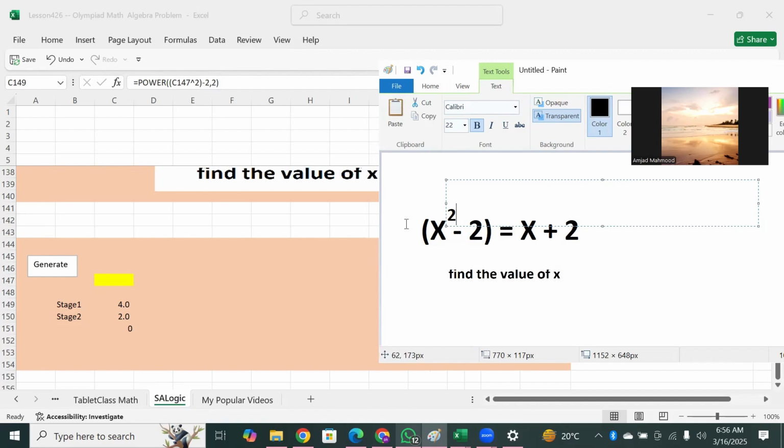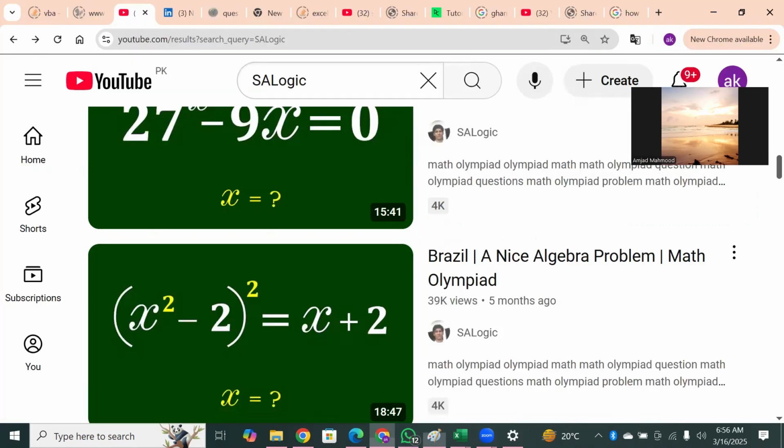Okay, so this is our equation: x squared minus 2 equal to x plus 2, as it is appearing in S logic. I encourage all of you to please go through this video. Very interesting for the students. They should know how to solve all this on the paper of examination. Here, what we are going to tell you is how Excel can help you make all these problem solutions.